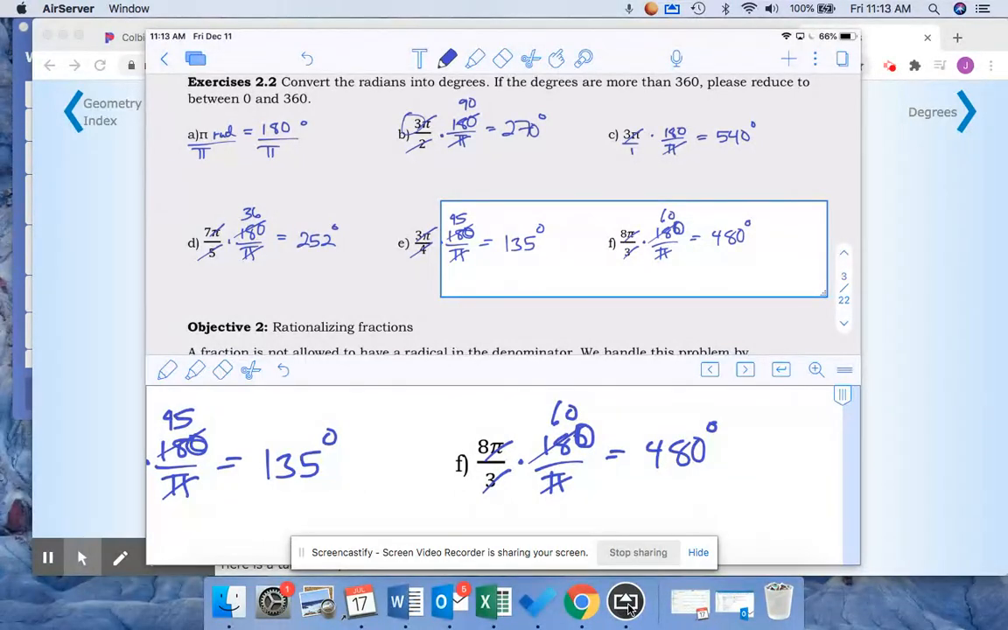All right. That is how you convert degrees to radians and radians back into degrees. In the next video, we'll talk about rationalizing fractions, something else we're going to need for the unit circle.